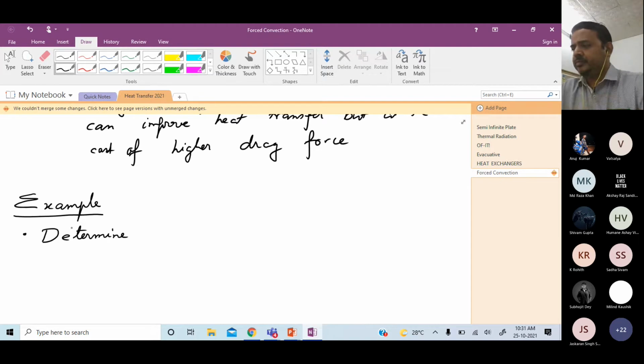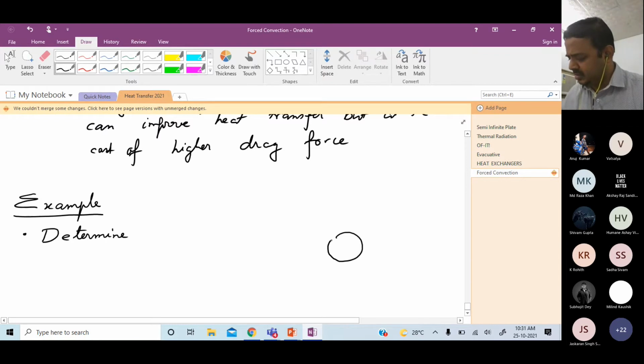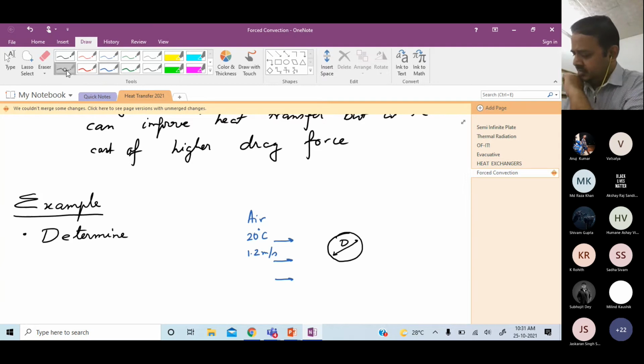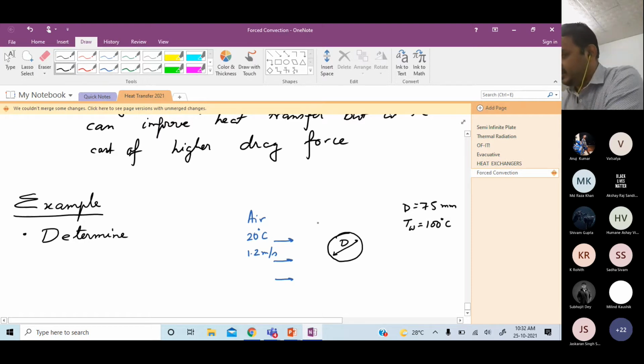All right, so let me give you this problem. Just draw it pictorially here. Let us say this is a cylinder of diameter d. This is air at 20 degrees C and 1.2 meters per second. I'm further given that d is equal to 75 millimeters and T wall is 100 degrees C. The air is at 20 degrees C. I'm asking you to find what is Q by L, where L is the length of the cylinder.